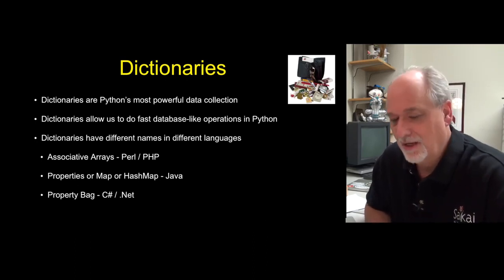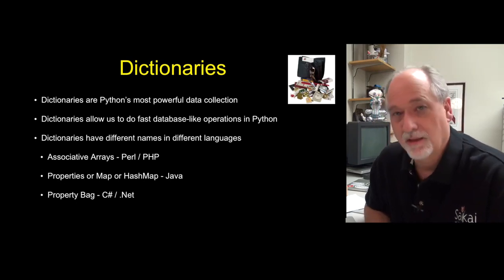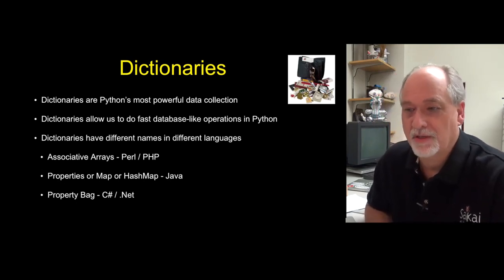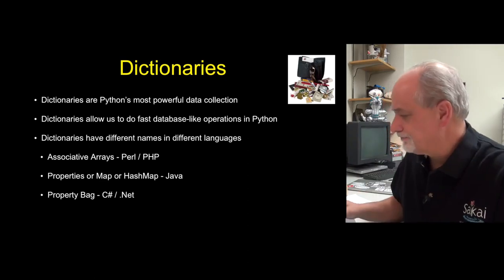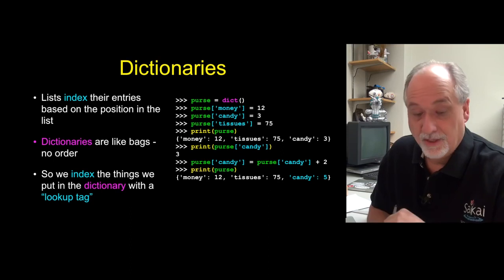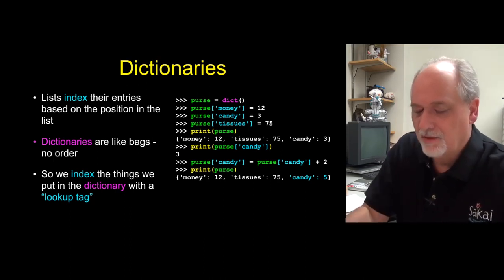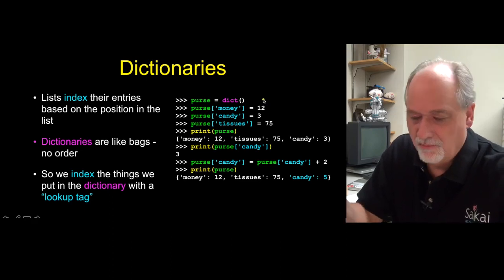They have different names like property maps or hash maps or property bags, depending on the language you're using, but they all are the same thing. They're key value pairs. So the idea of a dictionary, or the idea of any collection, is putting more than one thing in, and then the difference is that you have ways of indexing it.